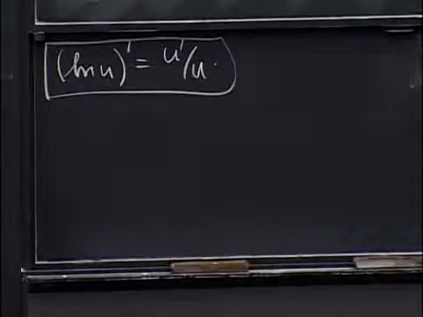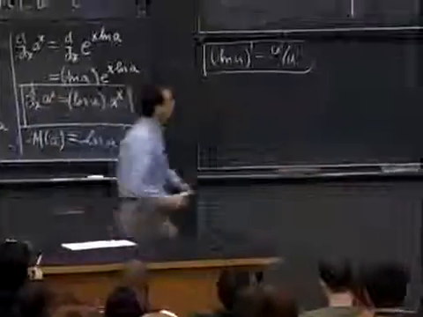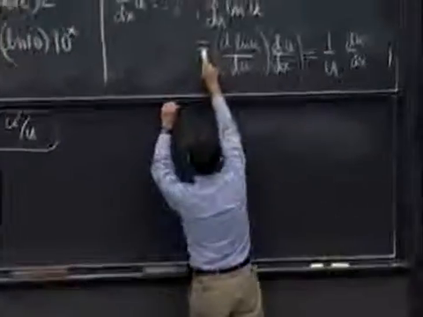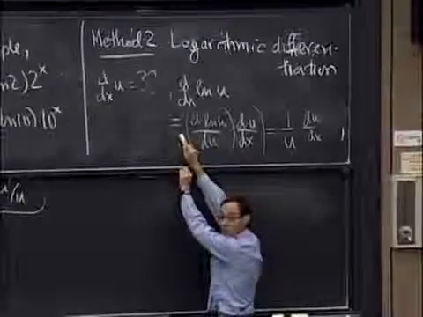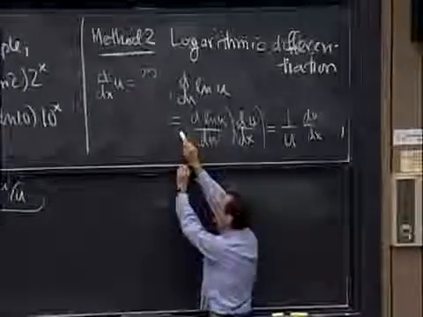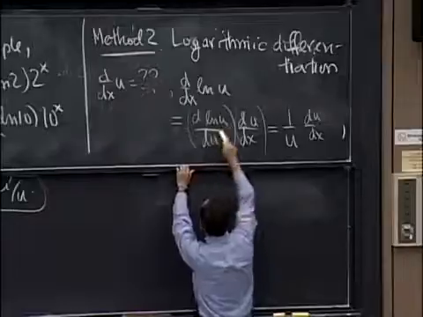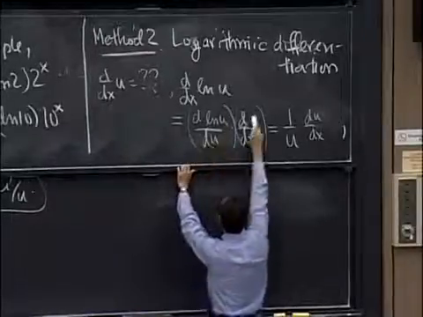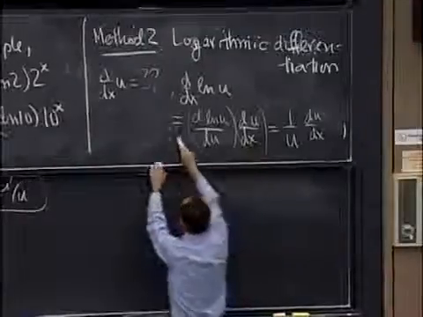Yeah. How did you get d ln u over du times du over dx? The question is, how did I get this step here? All right? So this is the chain rule. Okay? The rate of change of log u with respect to x is the rate of change of log u with respect to u times the rate of change of u with respect to x. That's the chain rule.